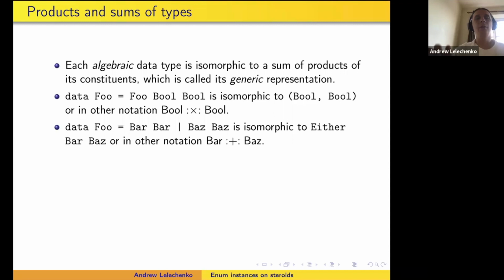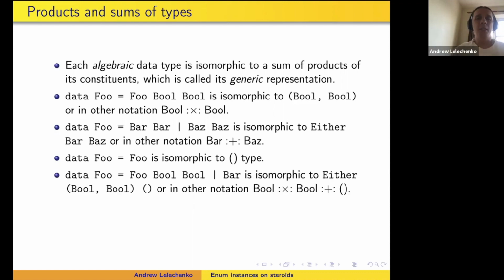And if we have another data type which has two constructors with payloads, so the first constructor is Bar and its payload is a value of type Bar, and the second constructor is Bus and its payload is a value of type Bus, it's isomorphic to Either Bar Bus, or in another notation, it's basically a sum of types. One more example: if we have a type with just one constructor and no payload, it's isomorphic to unit. There is only one value of this type.